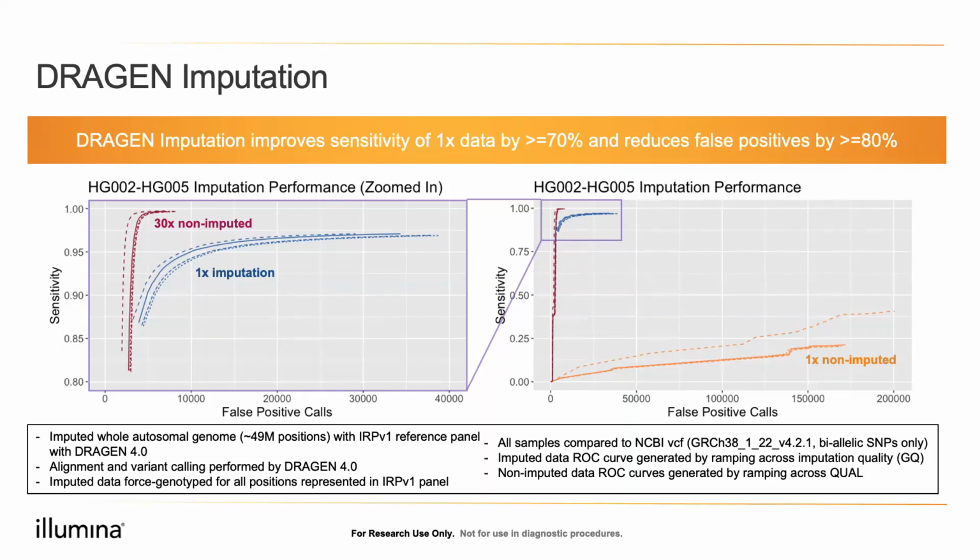So the ROC curve on the right, I'd like to draw your attention there first. You can see plotted in orange the accuracy of the 1x non-imputed data. You can see it has pretty poor sensitivity, doesn't even approach 50% across a range of thresholds. But when we introduce the imputation tool, we now in blue have accuracy that's much more closely approaching that of the 30x non-imputed. And so this can be a great tool to beef up the accuracy of your low pass whole genome sequencing data for human reference.